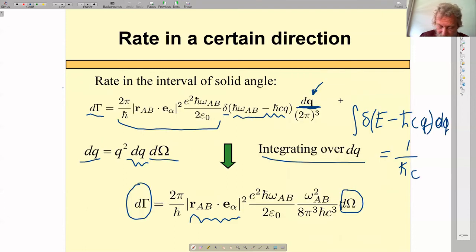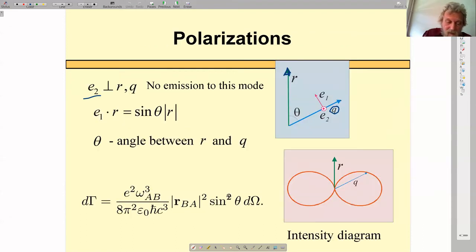Why? Because, yeah, if it's perpendicular to R, this vanishes. There is emission in this polarization E1, and this is again by making the inner product proportional to sine theta, theta being the angle between direction of propagation and the direction of dipole moment. Fine.